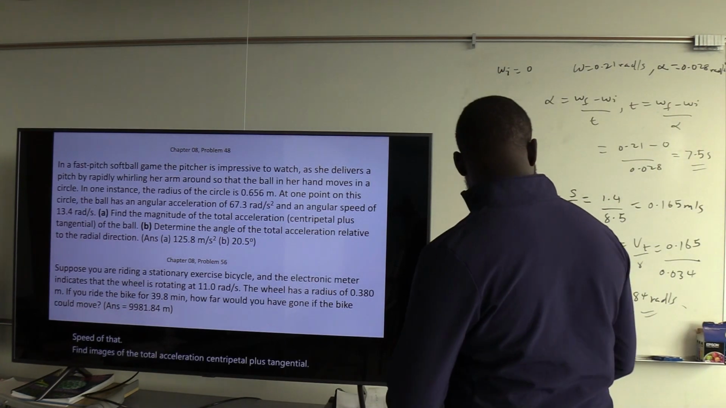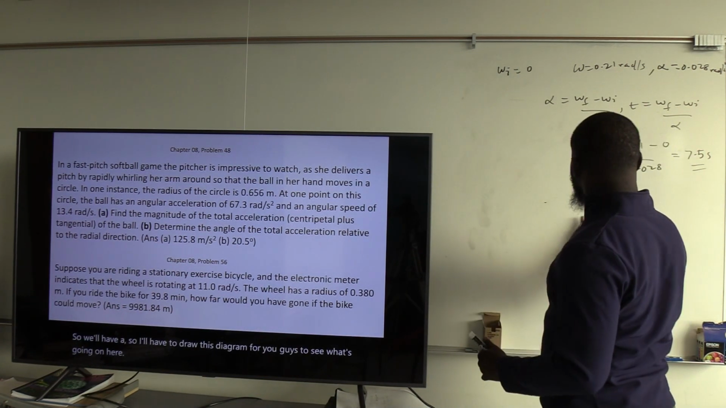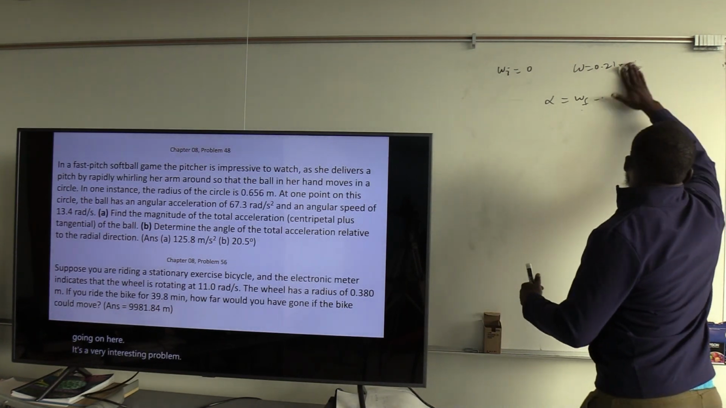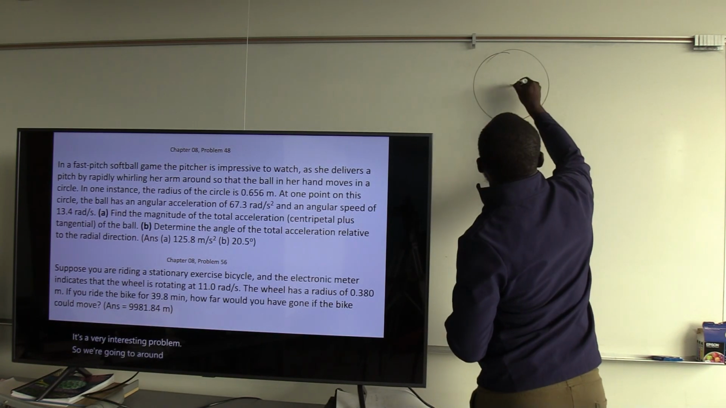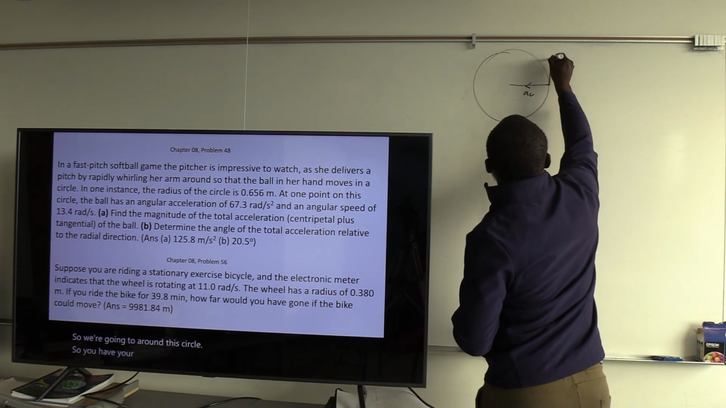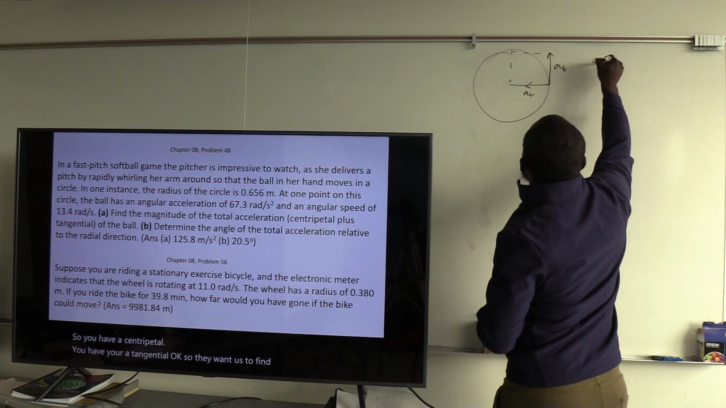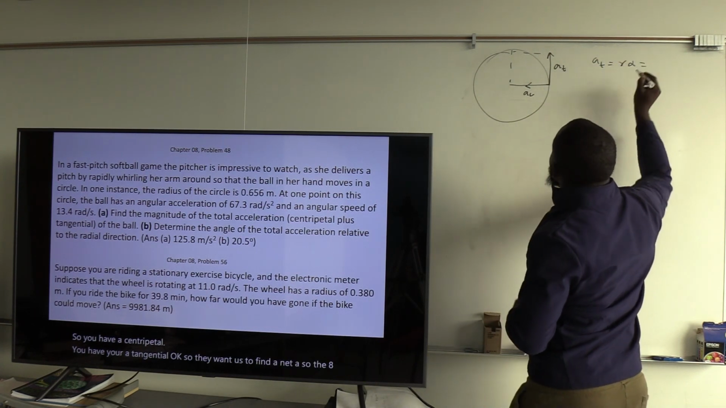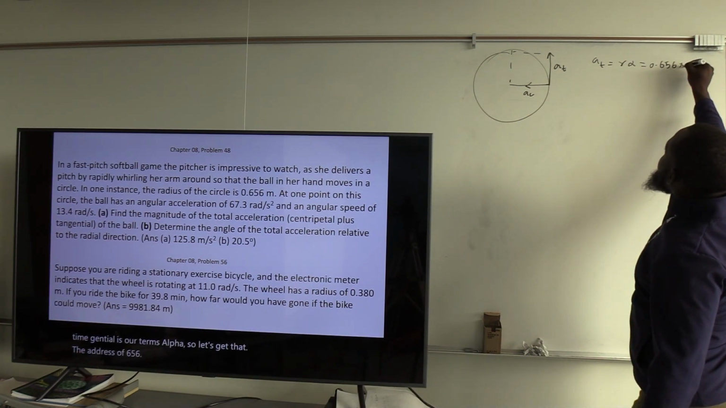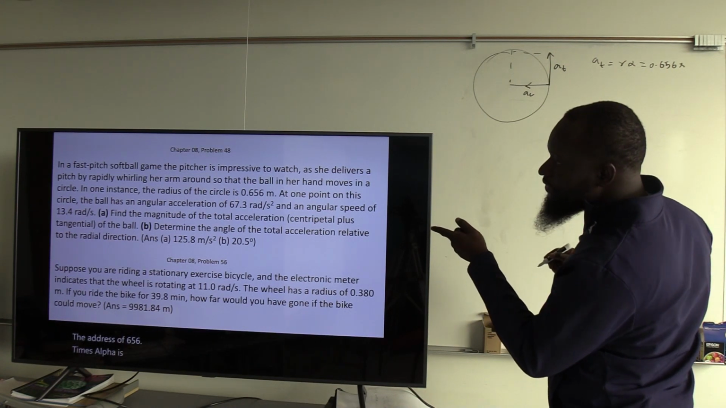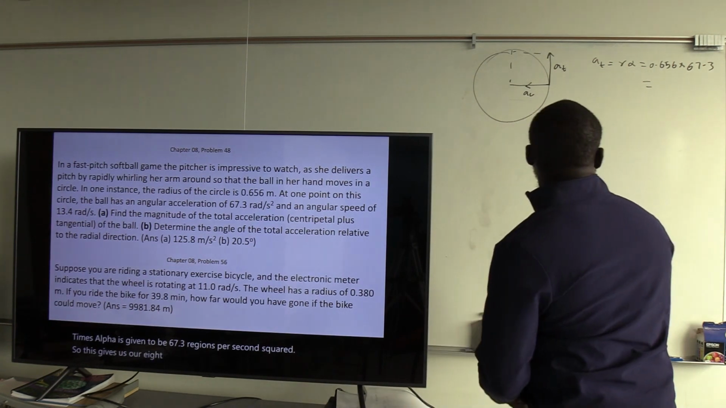So I'll have to draw this diagram for you guys to see what's going on here. It's a very interesting problem. So we are going around this circle. So you have your A centripetal, you have your A tangential, okay? So they want us to find a net A. So the A tangential is R times alpha, so let's get that. The R, the radius of the circle, 0.656 times alpha, which is given to be 67.3 radians per second squared. So this gives us our A tangential, okay?